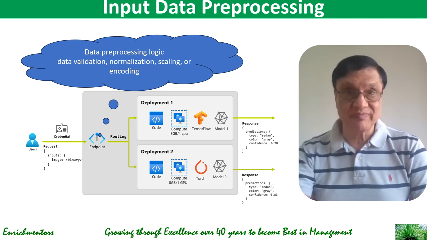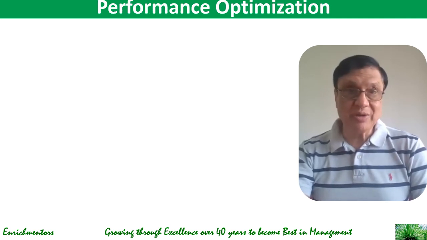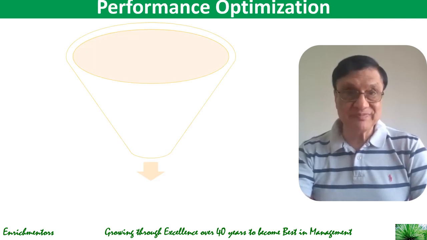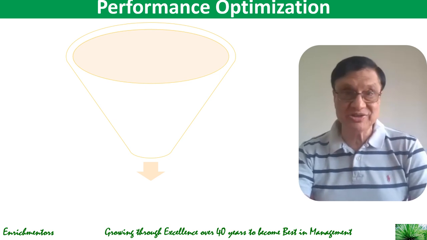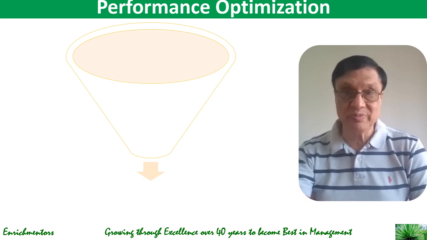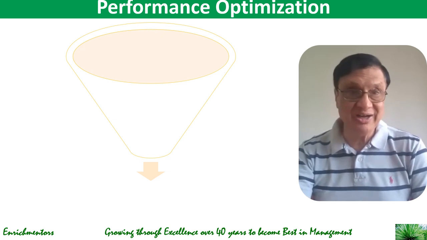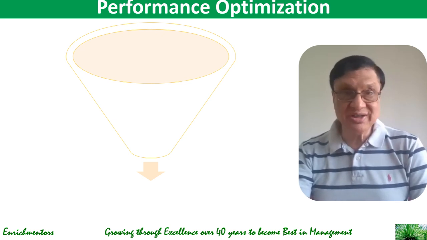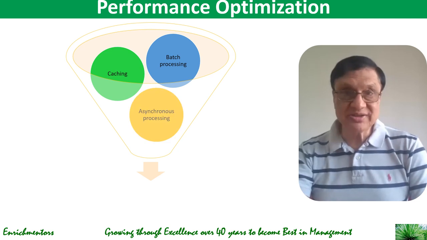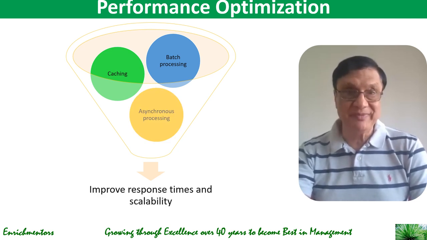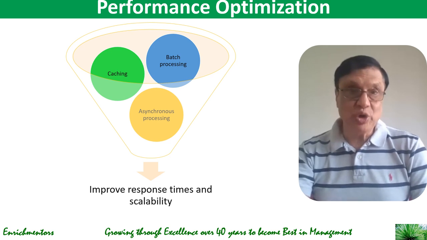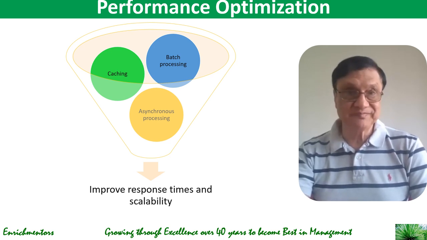It will get confused. Then what you need to do is optimize the deployed model's performance to meet latency and throughput requirements. Latency in terms of how much time does it take to respond, and throughput means how many users can it handle. There you need to consider techniques such as batch processing, caching, or asynchronous processing, basically to improve the response time and scalability. So optimize the model's performance.